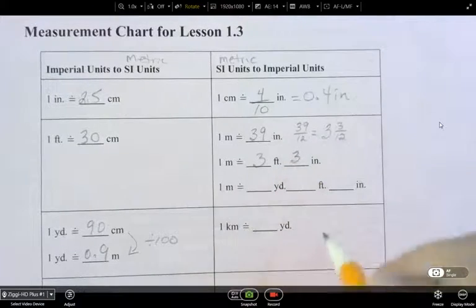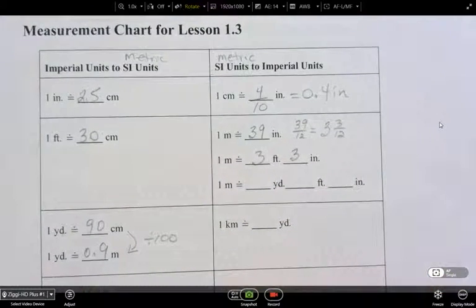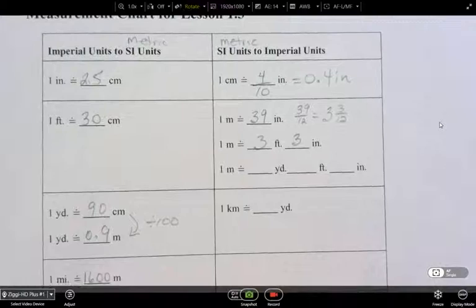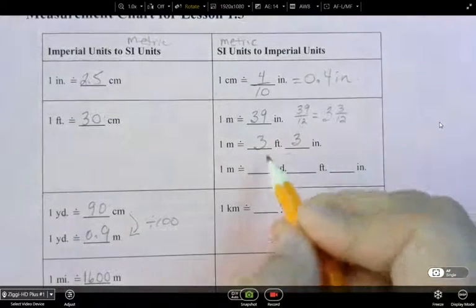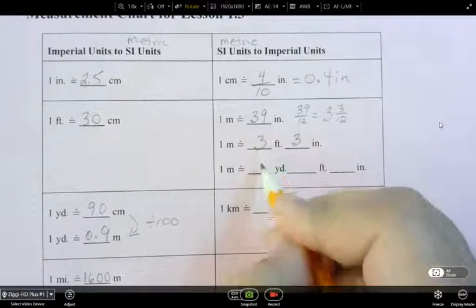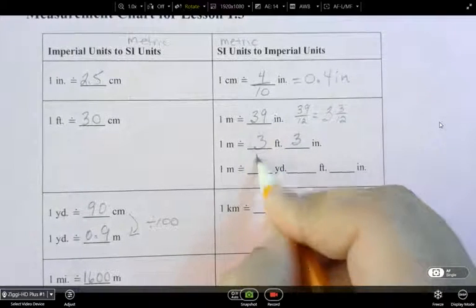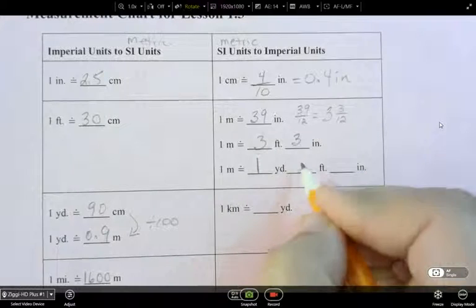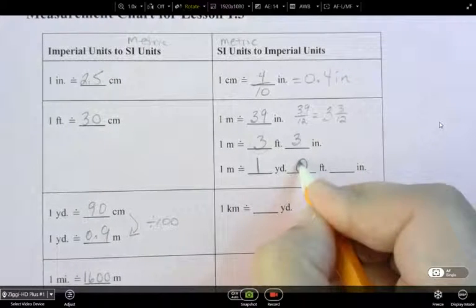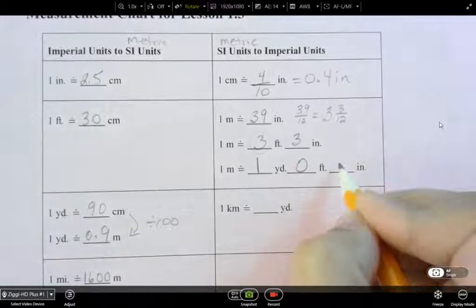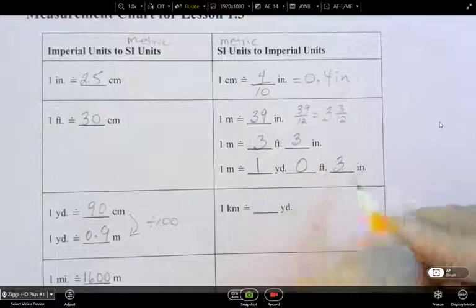Okay, now I'm going to convert that exact same thing to yards, feet, and inches. Well, how many feet make up 1 yard? 3 feet make up 1 yard. So I can actually write this as 1 yard. But then how many feet are left over? None. And then how many inches do I have? 3. Okay, perfect.